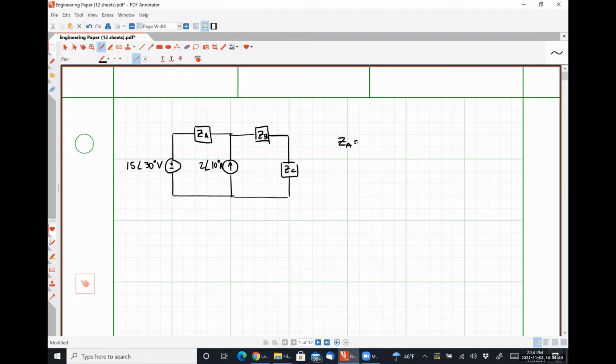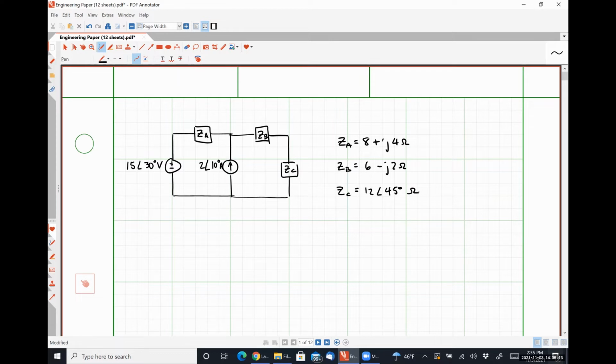And let's say that ZA is 8 plus J4 ohms. ZB is 6 minus J2 ohms. And ZC is 12 angle 45 degrees. Oh, so I have a mixed bag of impedances. Some of them are expressed in rectangular form, others are expressed in polar form.